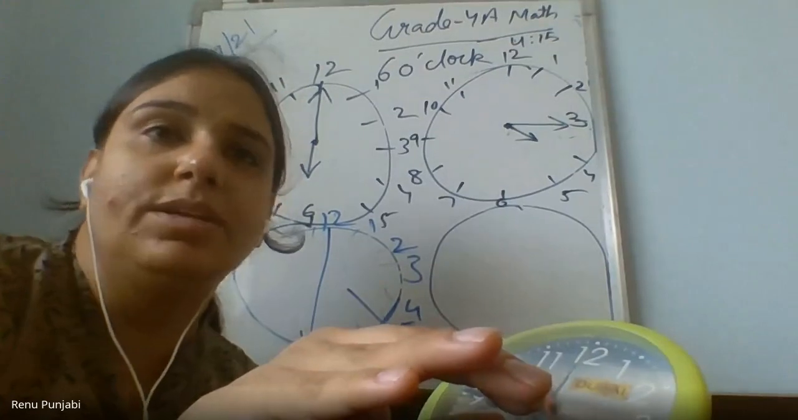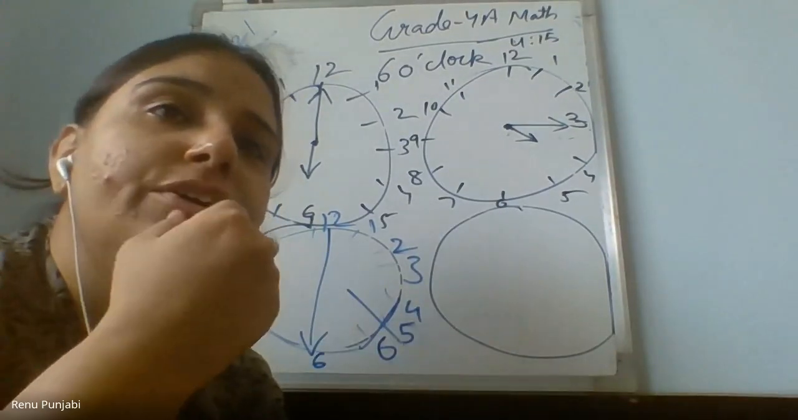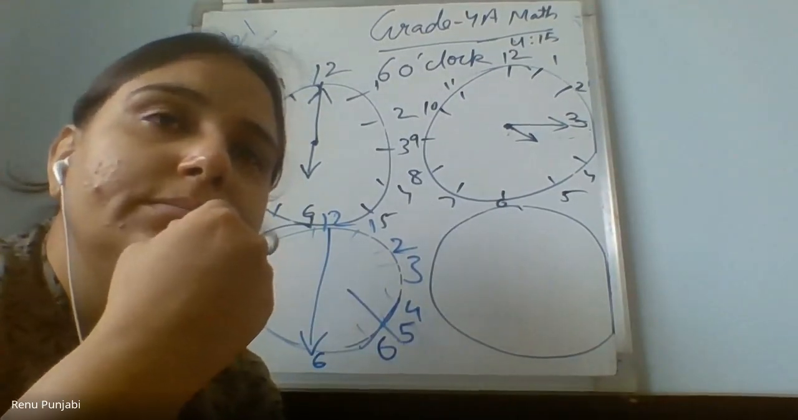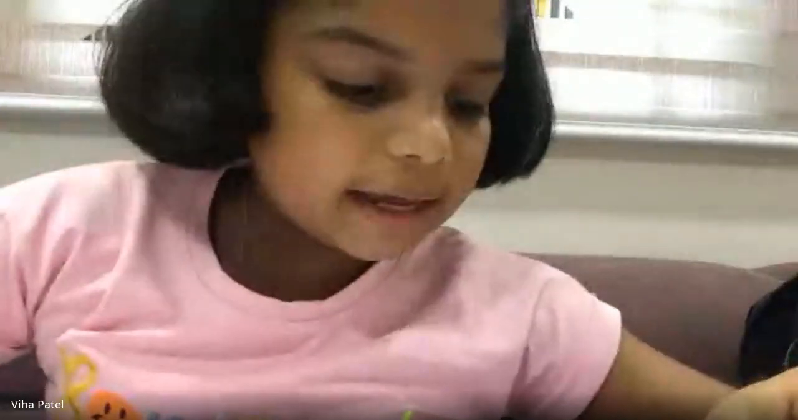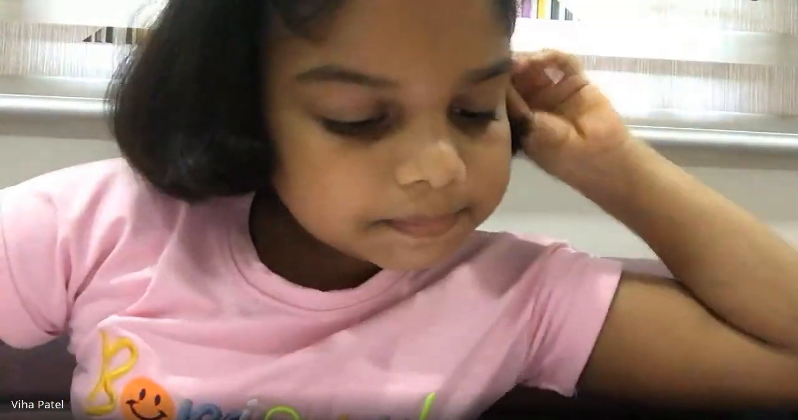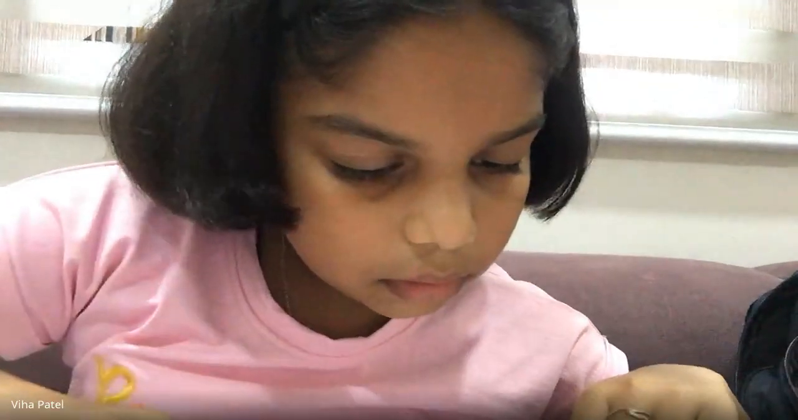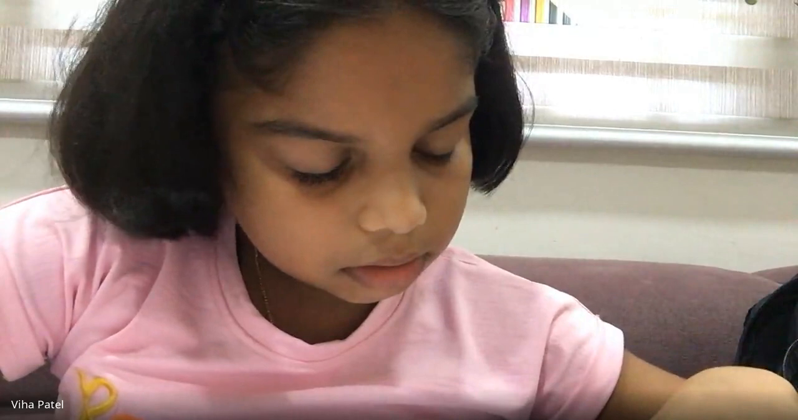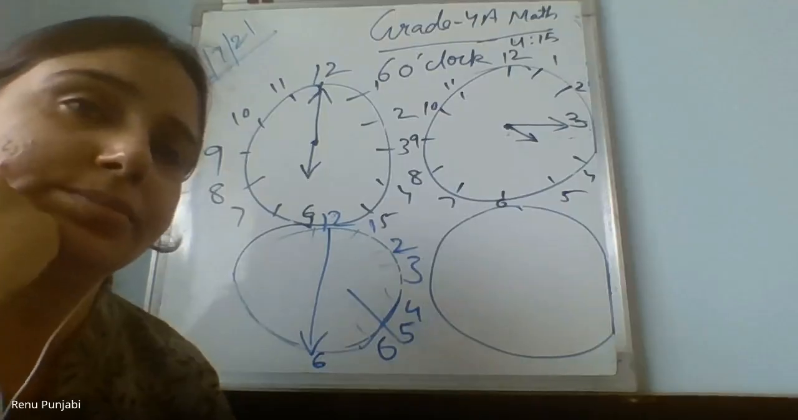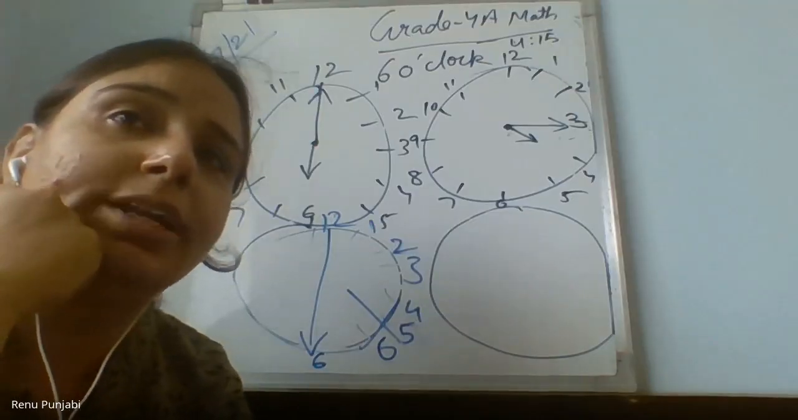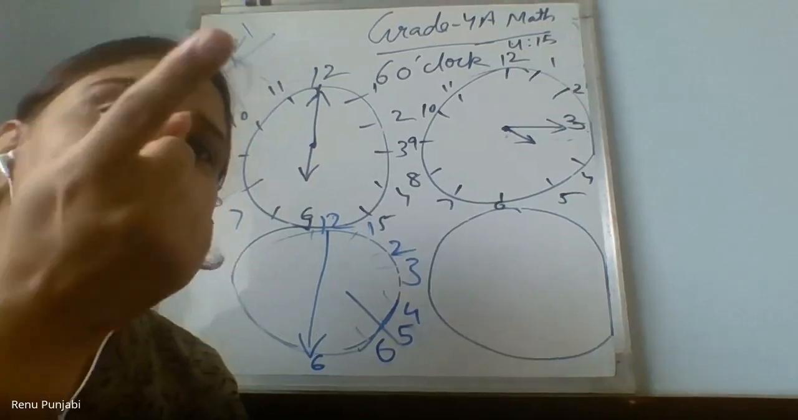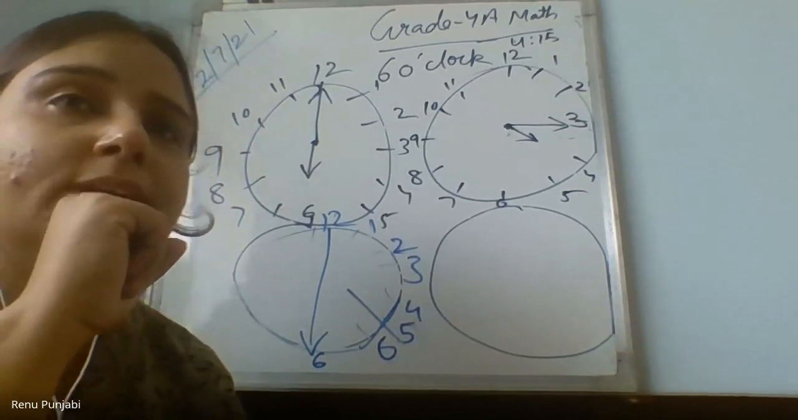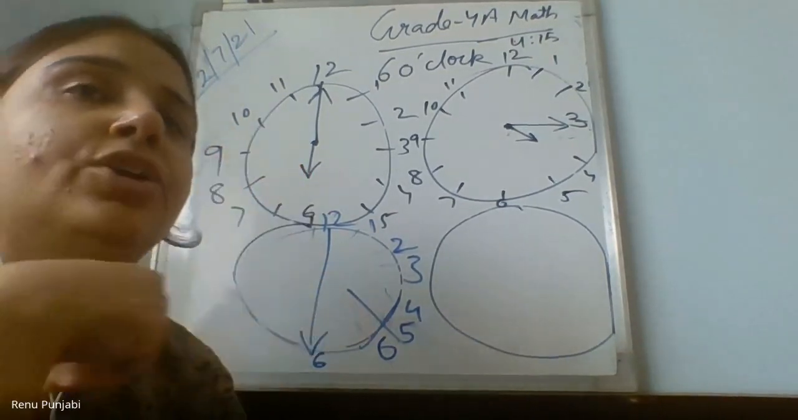Viha is showing something. Yes, Viha, what is your first clock timing? Ma'am, my first clock timing is 1:40. Show me again. 1:40. Then your short hand is exactly on 1. It is showing, but it should not be exactly on 1. It should come in between 1 and 2.